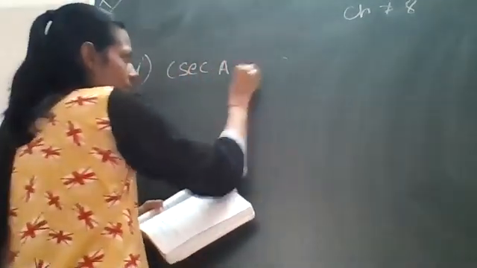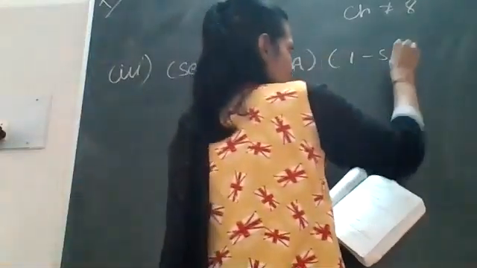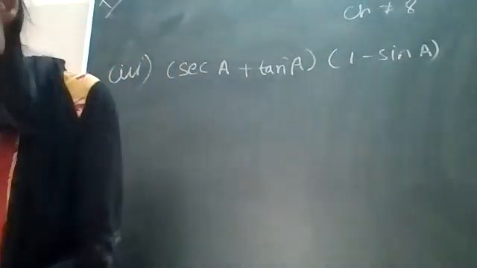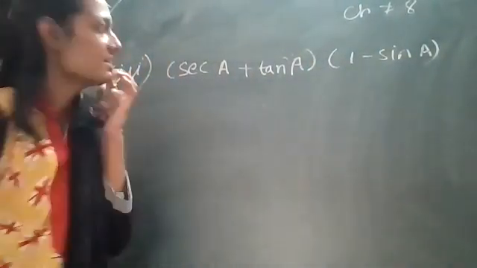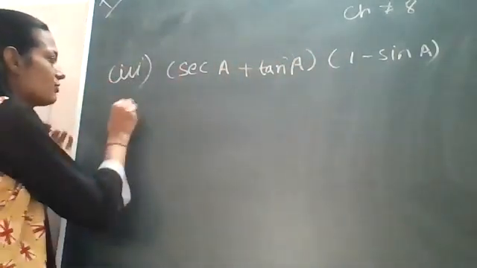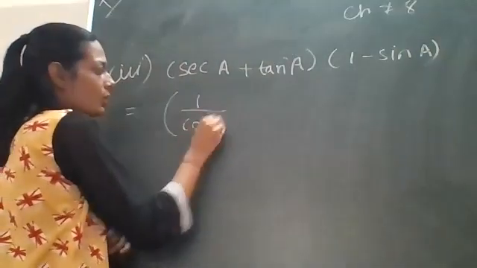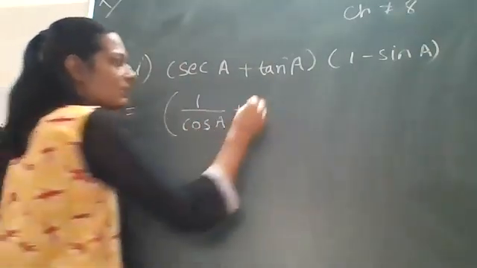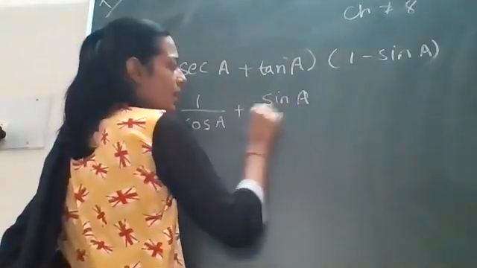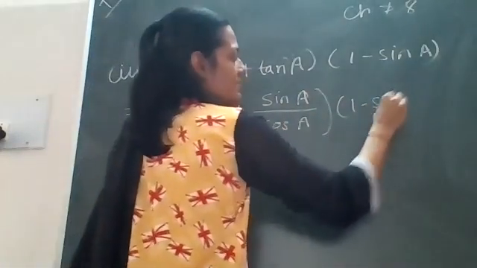Sec A plus tan A into bracket 1 minus sin A. We have to find out the value of this sum. Right? So what are we going to do? Here sin is set, so try to convert them into sin and cos only first, the simplest form. So sec theta is equal to 1 upon cos A, and tan theta is equal to sin A upon cos A, into bracket 1 minus sin A.